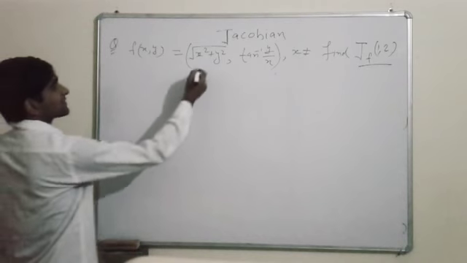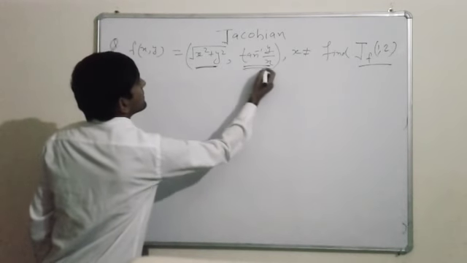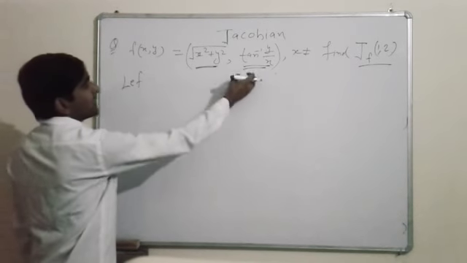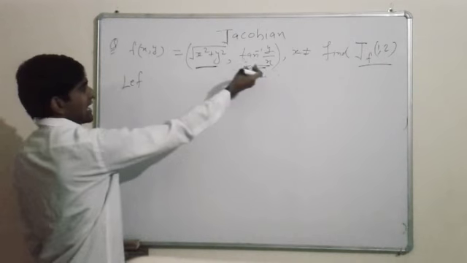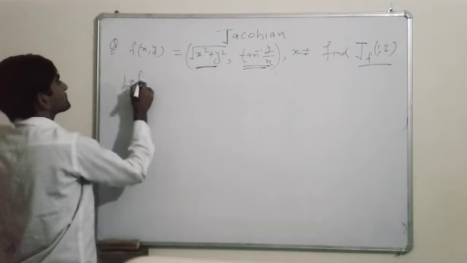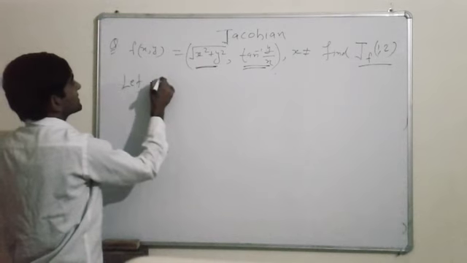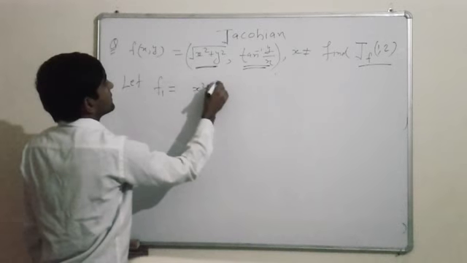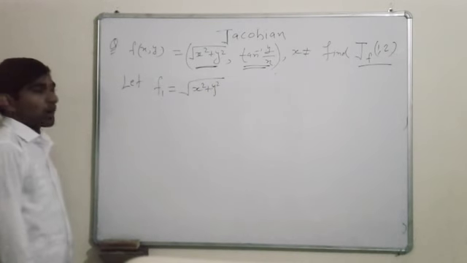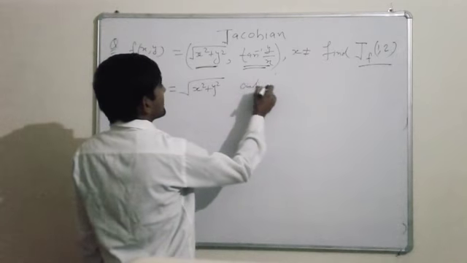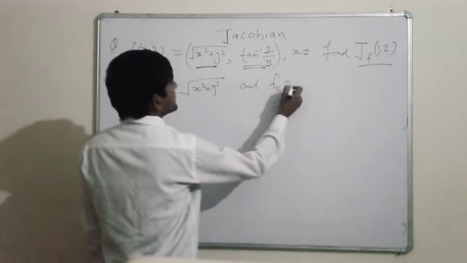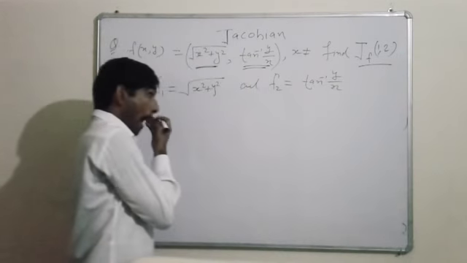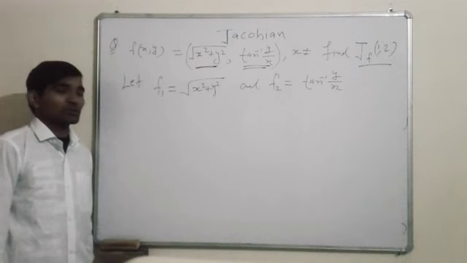So this is our g function and this is our p function. We can take it g or p. Also we can take it f1 function, f2 function. Let this be the f1 function. F1 function is x² + y², and f2 function is equal to tan⁻¹(y/x).